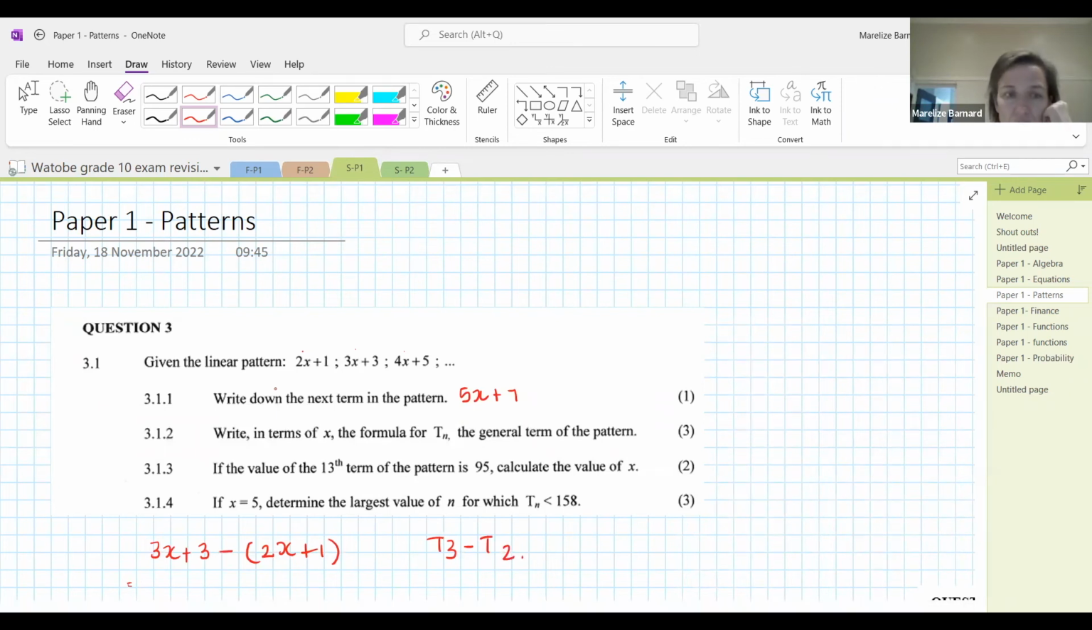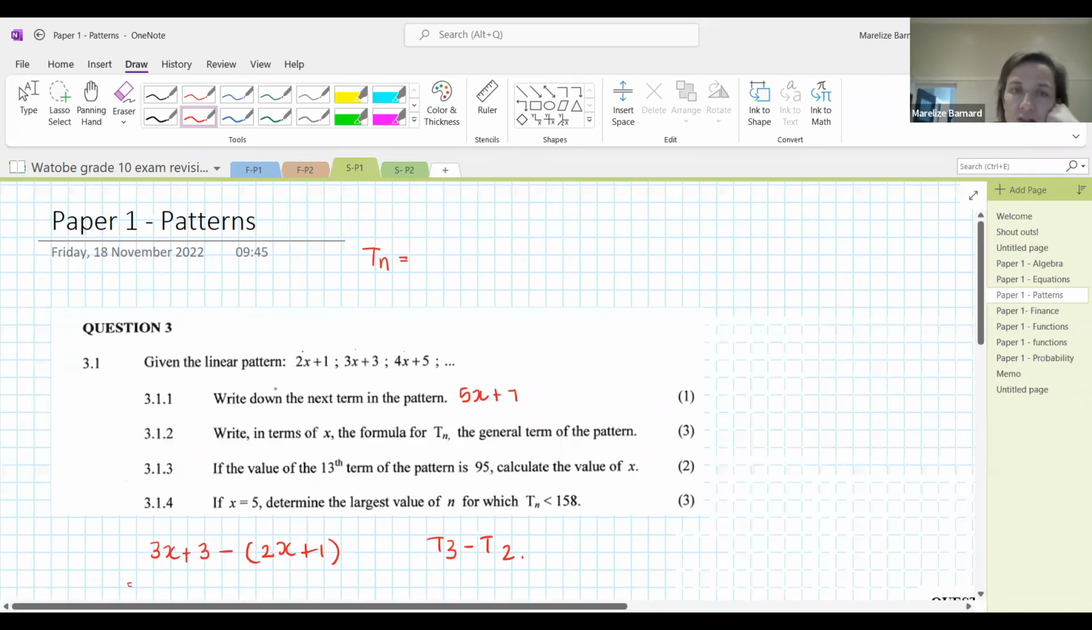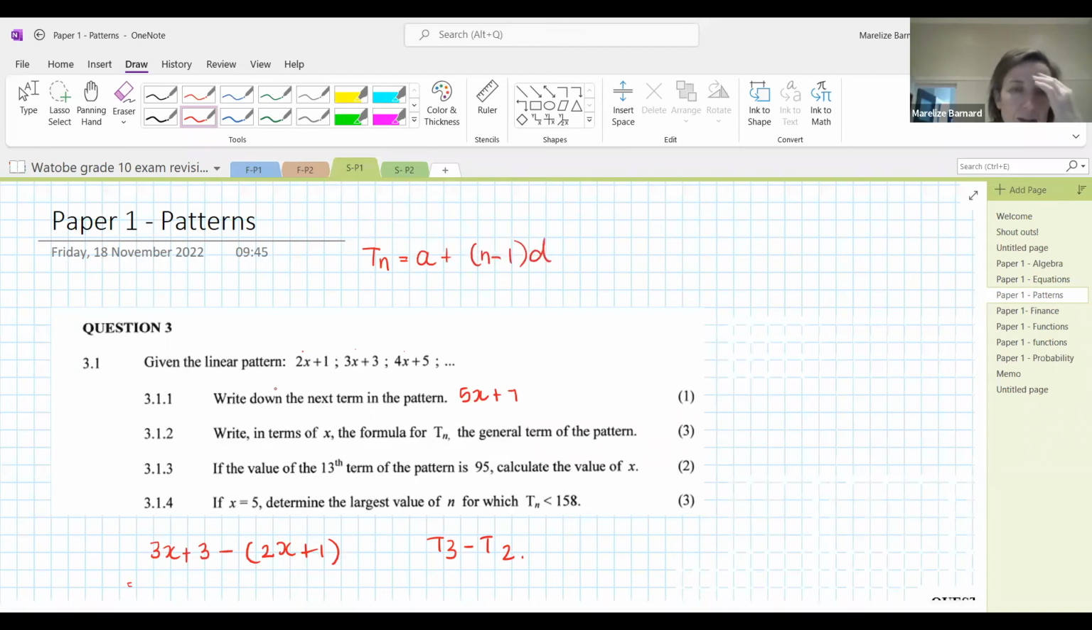So do that first. And if you need reminding of what formula you can use, it depends on what you were taught at school. Maybe your teacher already showed you Tn is a plus (n minus 1)d. Maybe you learned an plus c, whichever it is, you can use either one of those.